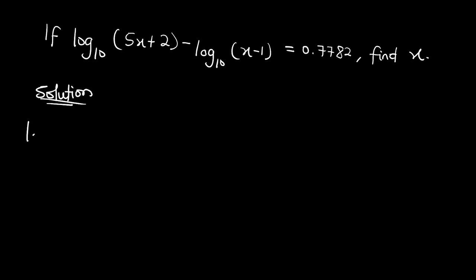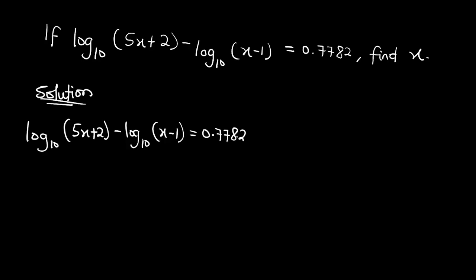So what we have is log base 10 of (5x + 2) minus log base 10 of (x - 1), and this is equal to 0.7782. The first thing we need to do when we are trying to solve this problem is, we can see that we have log base 10 common, and between these two logarithm expressions, there is a minus sign. Now, when we have two logarithms that are subtracting each other, we can rewrite them as a quotient or division.